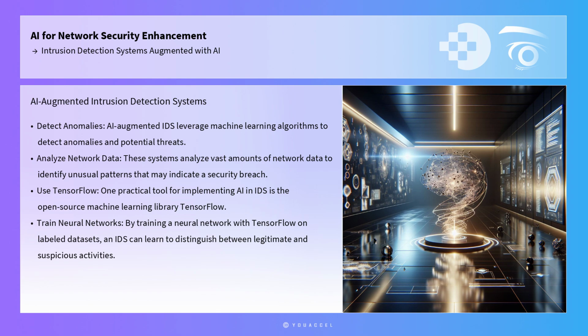One practical tool for implementing AI in IDS is the open-source machine learning library TensorFlow, which can be used to develop models that identify deviations from normal behavior in network traffic. For instance, by training a neural network with TensorFlow on labeled datasets of normal and malicious traffic, an IDS can learn to distinguish between legitimate and suspicious activities, even when the latter does not match any known signature.